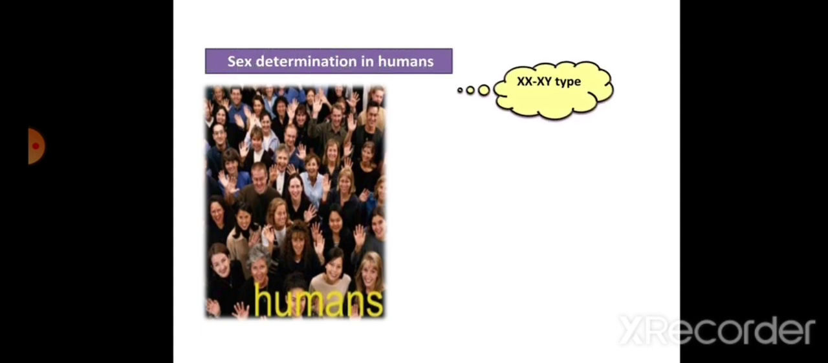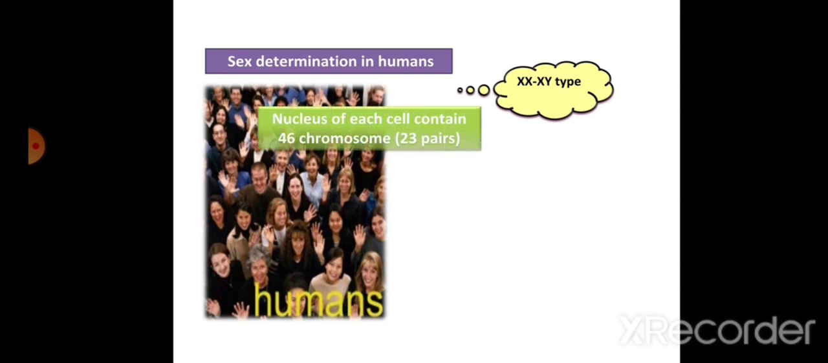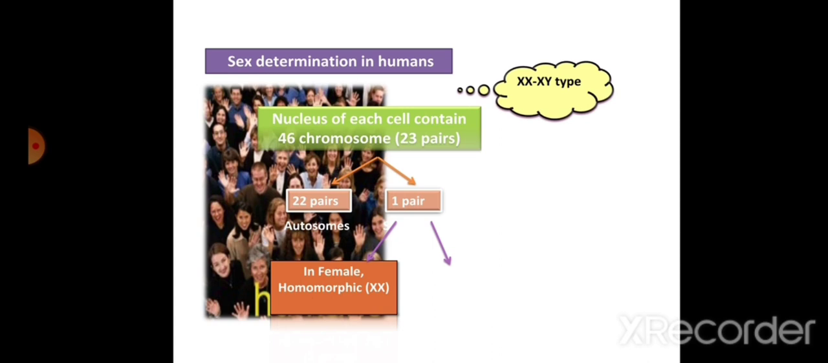Sex determination in humans is said to be XX and XY type. As we know, our nucleus contains 46 chromosomes, that is, we have 23 pairs of chromosomes, which are systematically classified into 22 pairs of autosomes and 1 pair of allosomes. And these sex chromosomes or allosomes in the female are homomorphic, that is, females have XX chromosomes, whereas males have X and Y chromosomes.